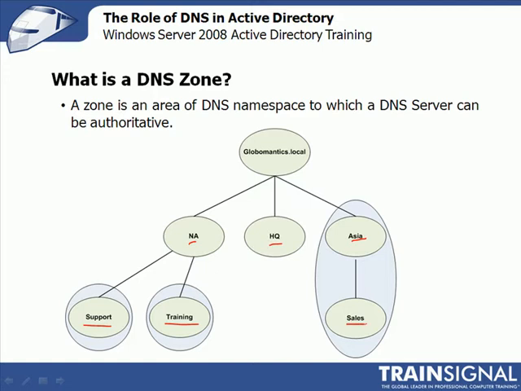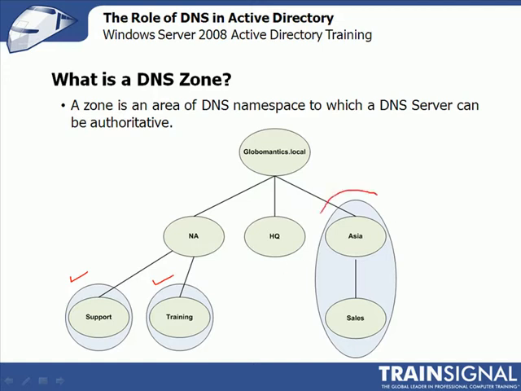Now in this illustration, you'll notice I have this extra circle here around support and one around training, and that's just to illustrate that we might have a specific DNS server that is authoritative for those specific zones, meaning the server that is authoritative for the support zone is actually authoritative for support.na.globalmantics.local. Whereas the server that is authoritative for training is authoritative for the training.na.globalmantics.local namespace. That's its zone.